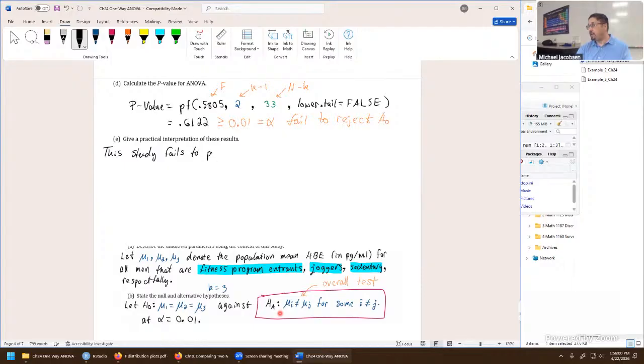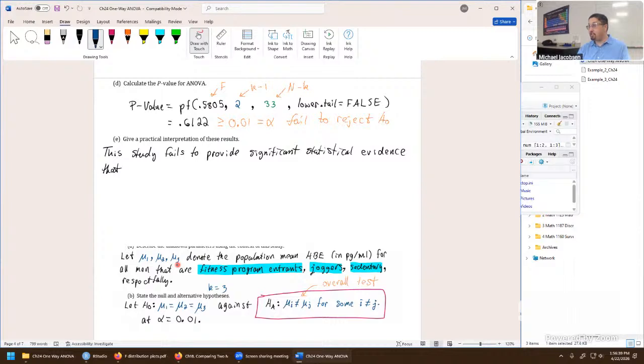fails to provide significant statistical evidence that, now, once we say that, we can't say that mu i not equal mu j for some i not equal to j, because then we sound like a robot. We have to return to what were the parameters in the first place. And we'll say that we failed to find a difference amongst any of the population means for these groups.